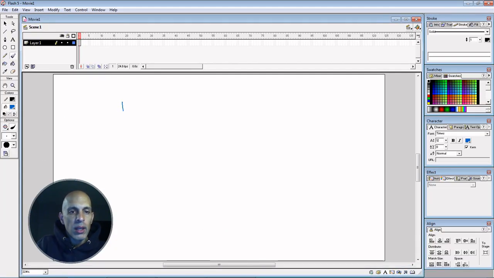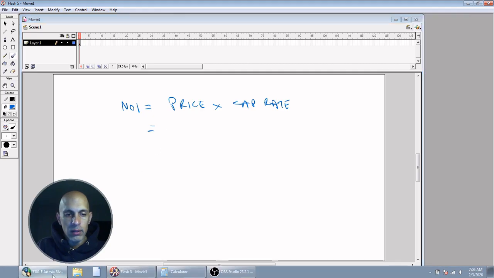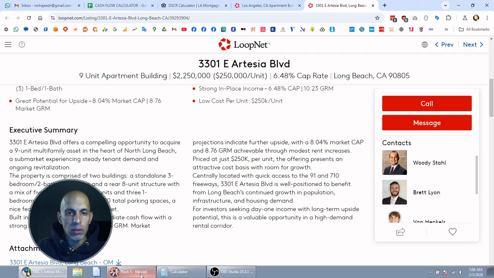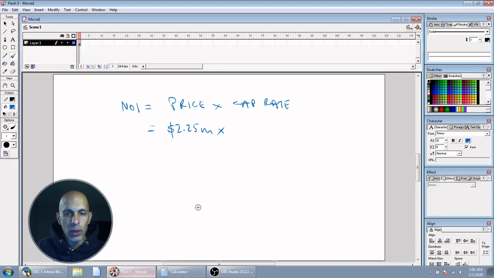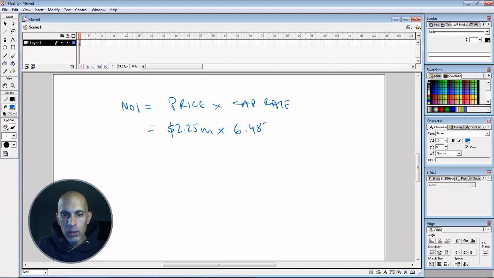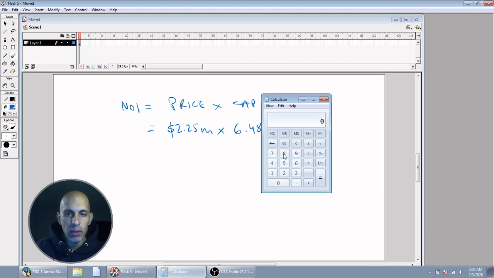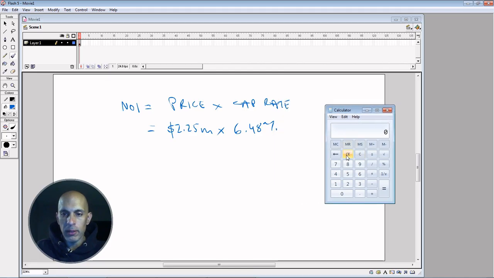Starting with the NOI. NOI is equal to price times cap rate. And that is a $2.25 million building. So 2.25 million times 6.48%. So this is actually considered expensive for Long Beach. I'm used to seeing something in the sevens, which is not too far off from 6.48, but this is still on the lower side of that range.